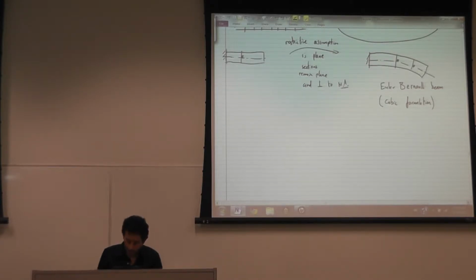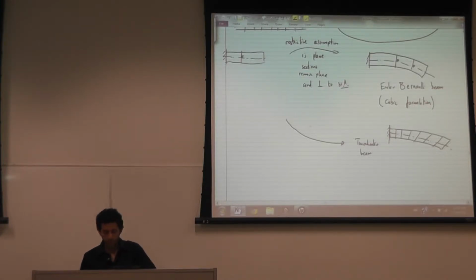Or there's a less restrictive assumption, but still very restrictive, which is the Timoshenko beam, where plane sections remain plane, but not necessarily perpendicular. So you allow the plane sections to deform in shear, but it's still very restrictive in saying that this has to stay plane. You cannot allow a deformation like this.